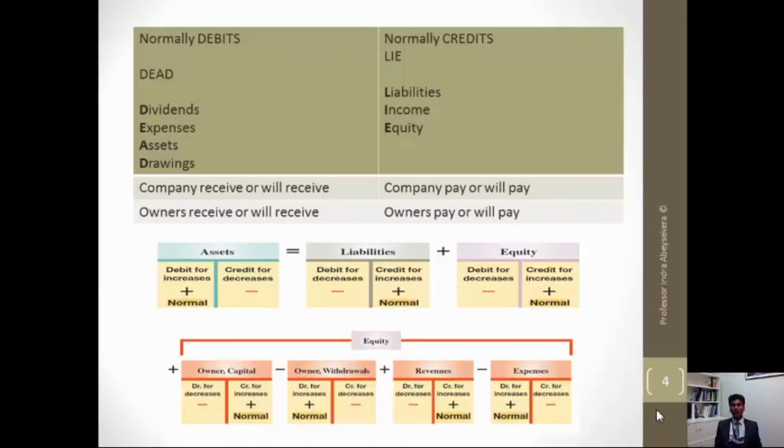Revenues are normally credits. They are recorded as credit items on the right hand side. Expenses are normally recorded as debit items or on the left hand side.